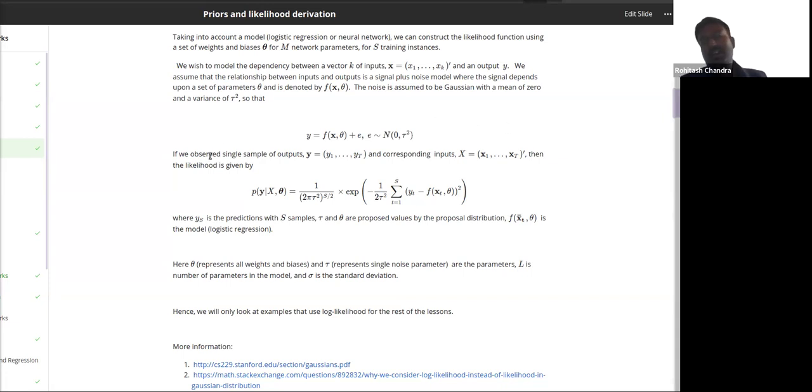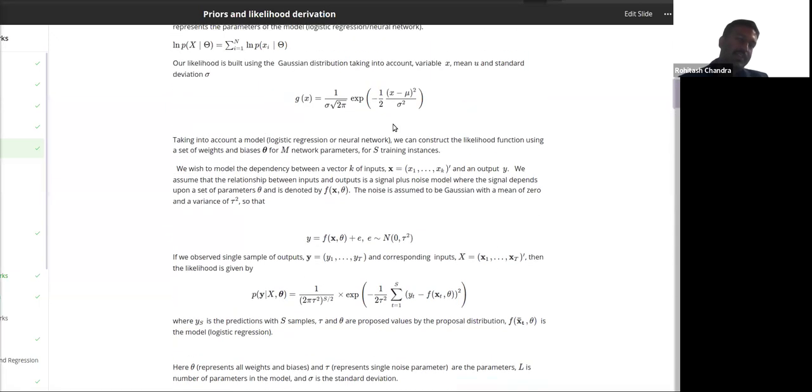And if we observe the sample outputs, which is the set of data points and their corresponding inputs, then we have examples from this Gaussian distribution, which we used to develop our Gaussian likelihood, right? And in the Gaussian likelihood, we are replacing the mean here, the mu, by our model. And what is the model? The model is a linear model. F is a linear model.